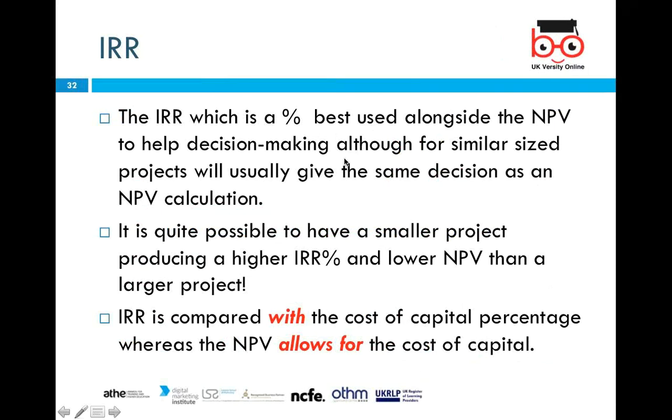So this is actually the best expression in percentage, and it is best used alongside the NPV to help decision making, although for similar size projects it will usually give the same decision as an NPV calculation. And it is quite possible to have a smaller project producing a higher IRR and a lower NPV than a larger project. That's the normal phenomenon of the IRR and NPV.